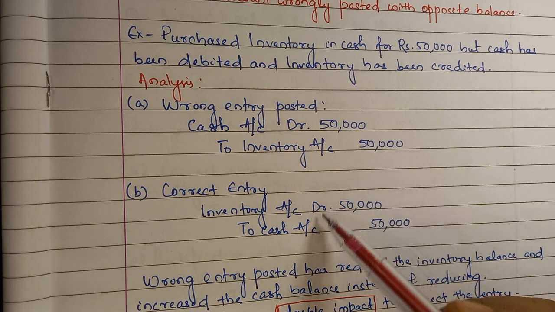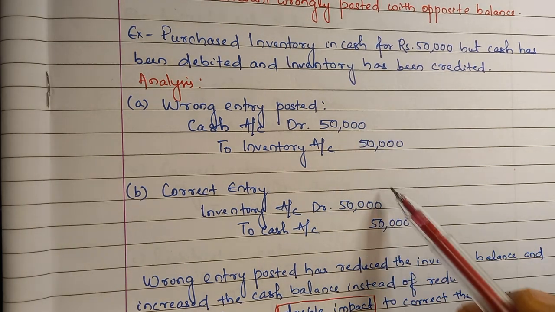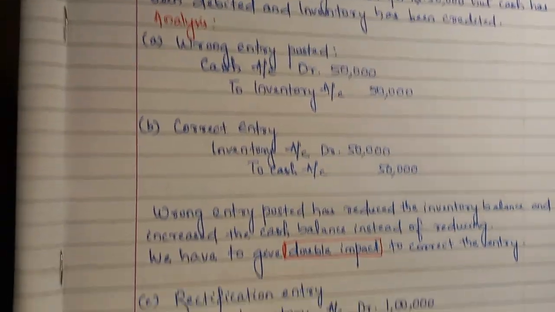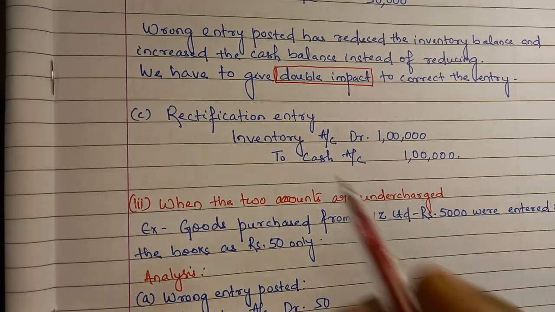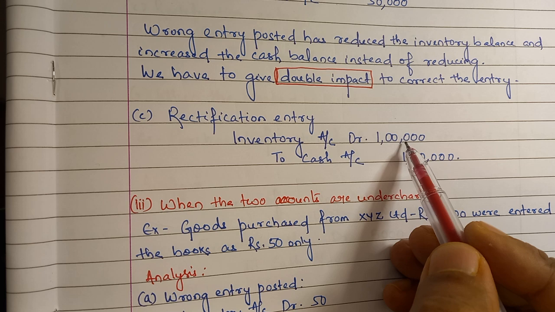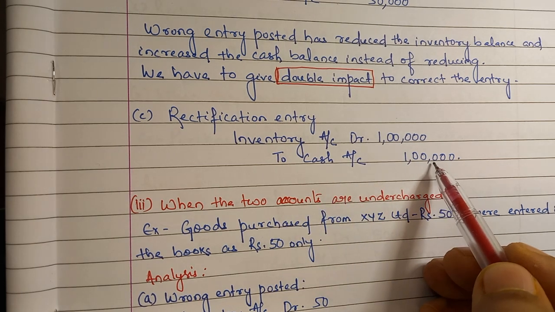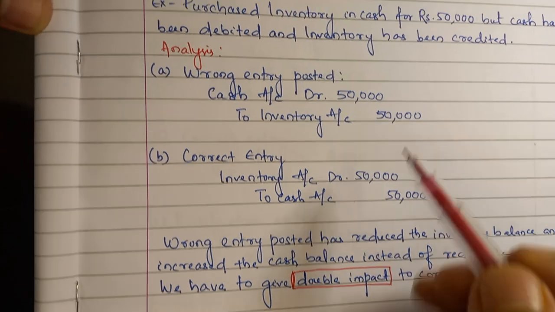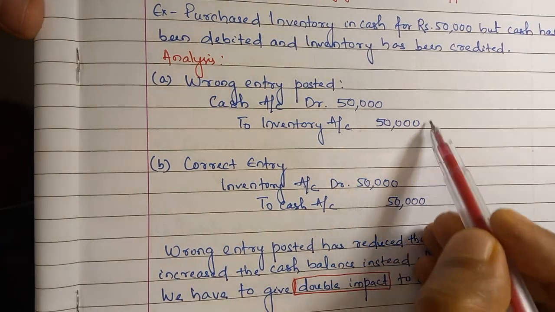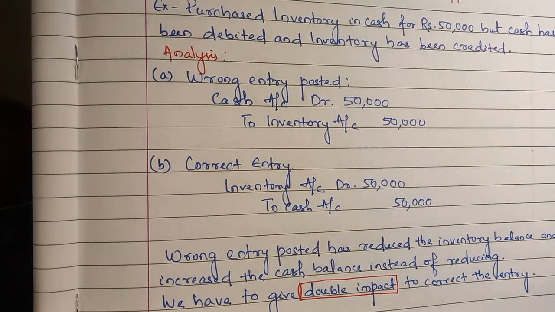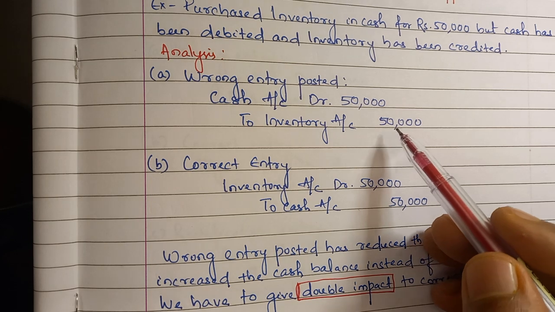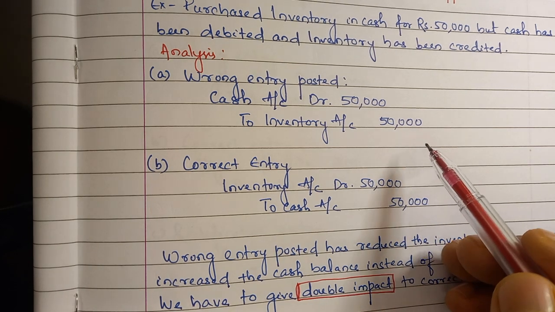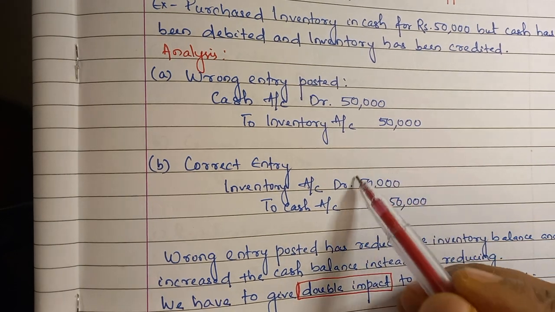So to bring back the wrong entry to the correct entry, we have to rectify by posting inventory account debited 1 lakh to cash account 1 lakh. Right? Why is inventory debited here 1 lakh? Because by the wrong entry, the inventory is credited by 50,000. So by posting this 1 lakh entry, you bring it back to normal, that is 0, and from there you have to give an incremental of 50,000, right?